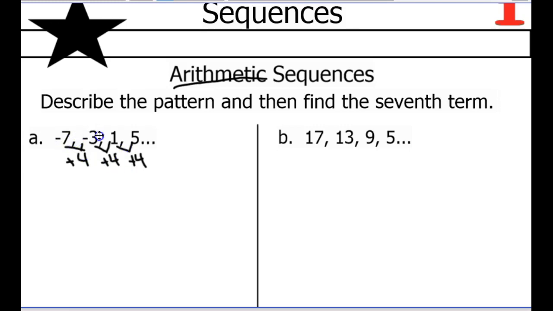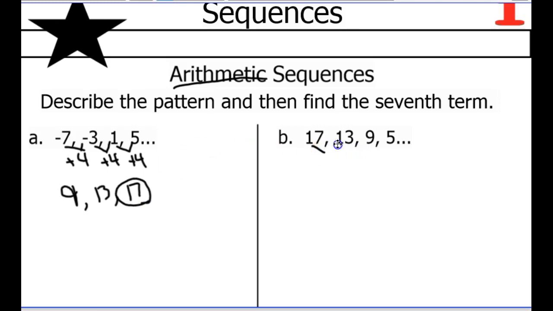So if we're trying to find the seventh term, we know we have -7, -3, 1, 5, that's 4. 5 plus 4 is 9. That's 5. 6 would be 9 plus 4, which is 13. And 7 would be 13 plus 4, which is 17. So our seventh term then is 17.